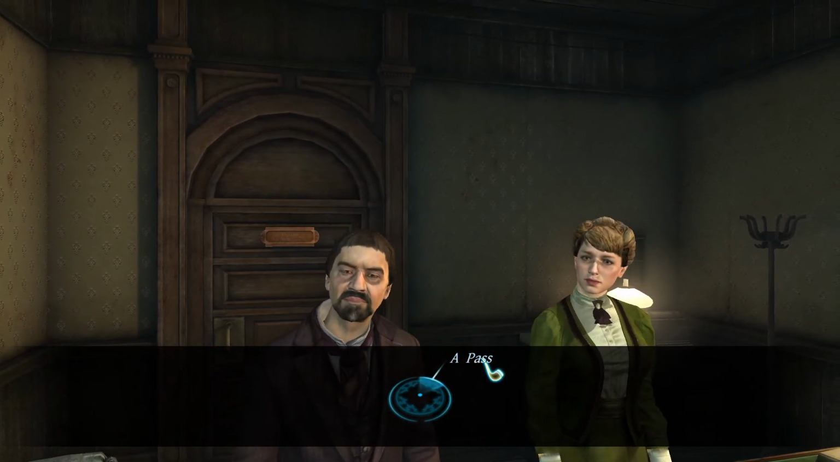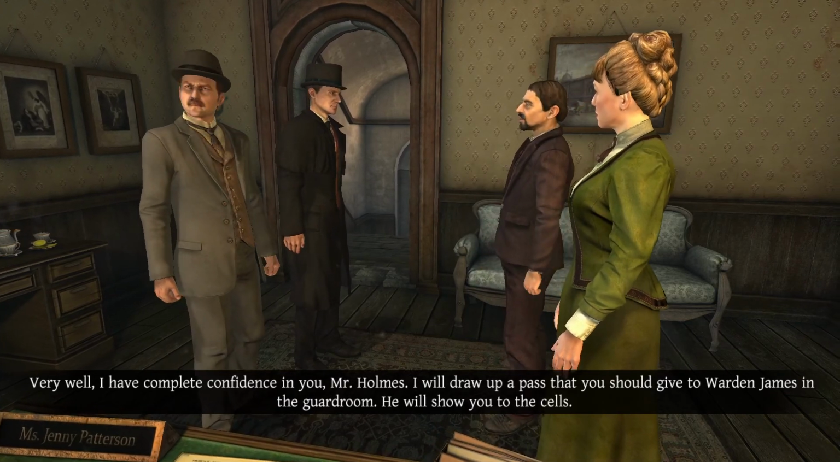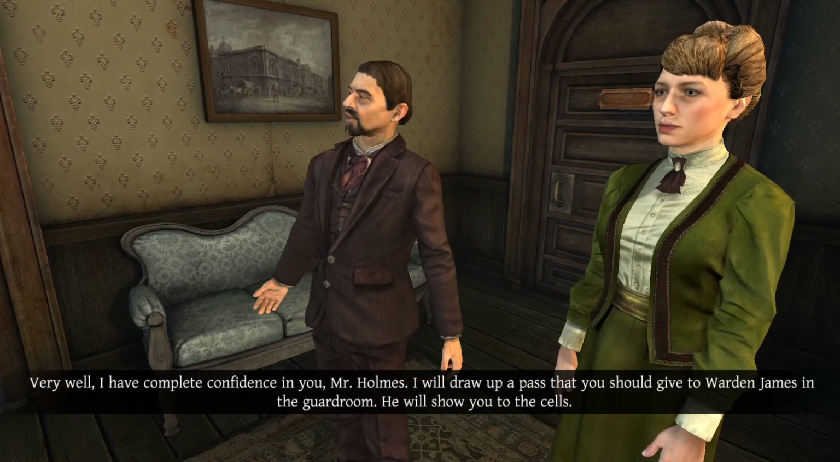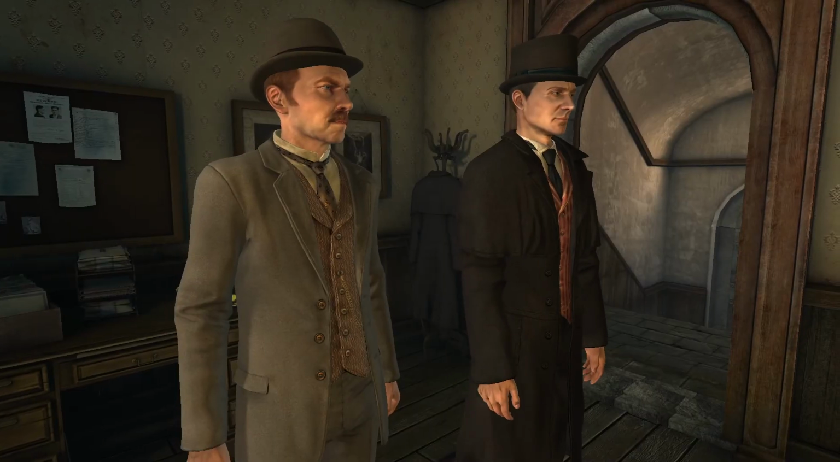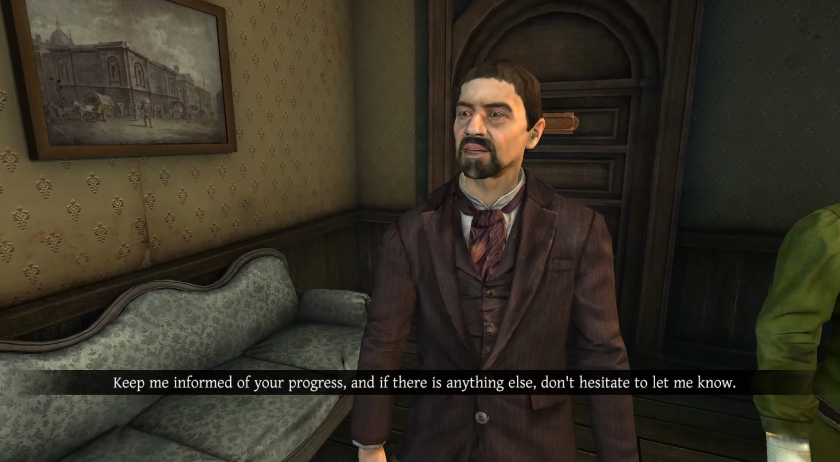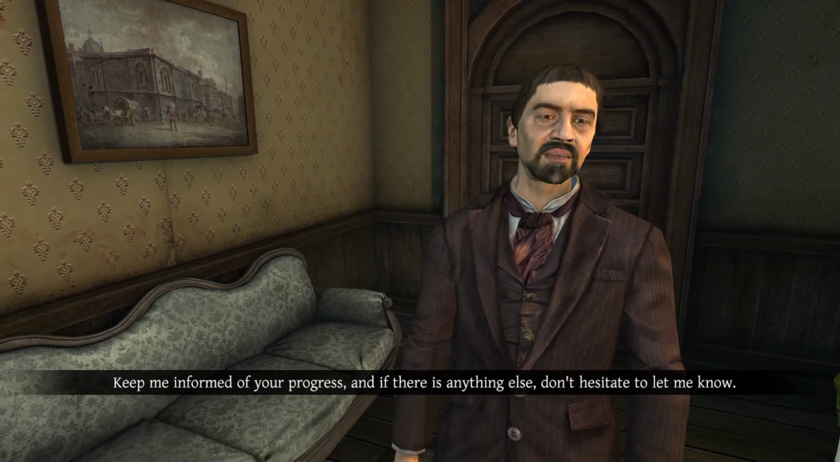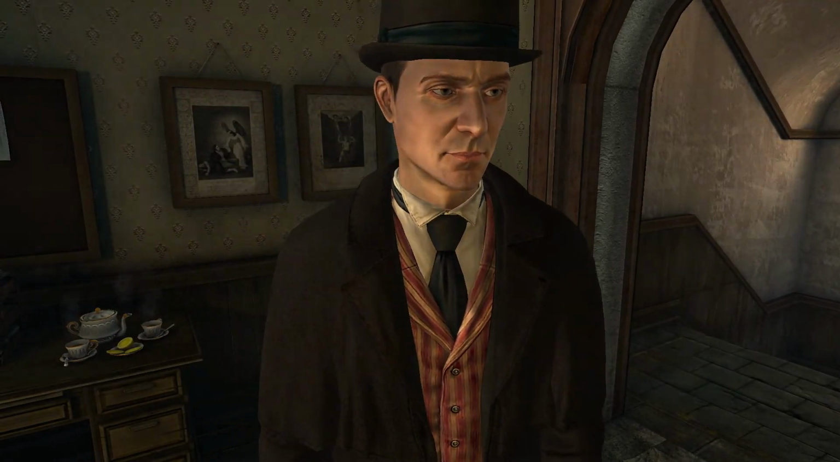Can I have a pass? Very well. I have complete confidence in you, Mr. Holmes. I will draw up a pass that you should give to Warden James in the guardroom. He will show you to the cells. Thank you, Director. Keep me informed of your progress. And if there is anything else, don't hesitate to let me know. We shall certainly do so.